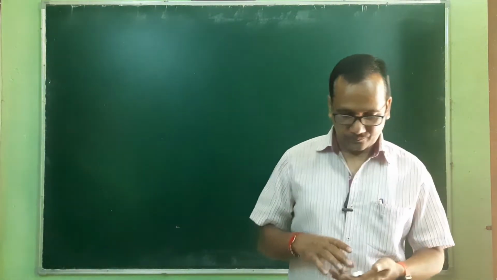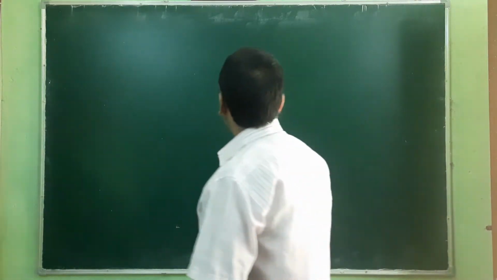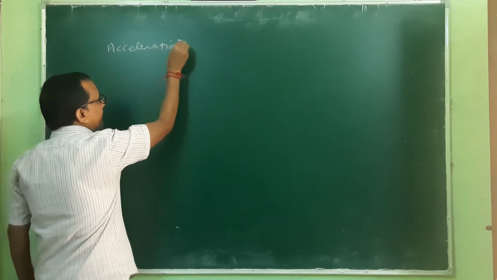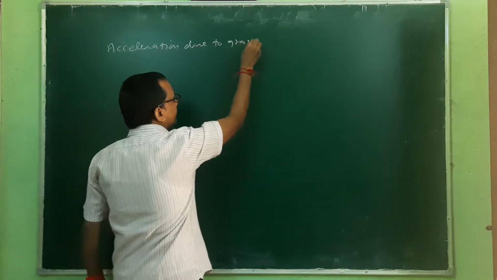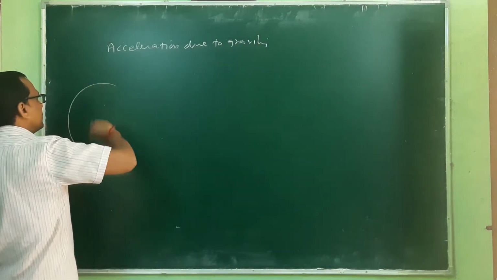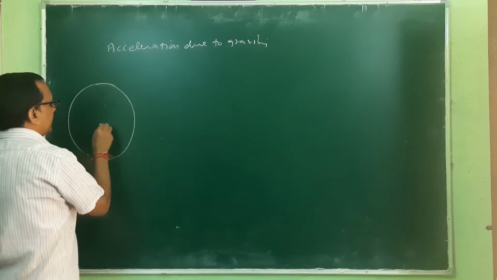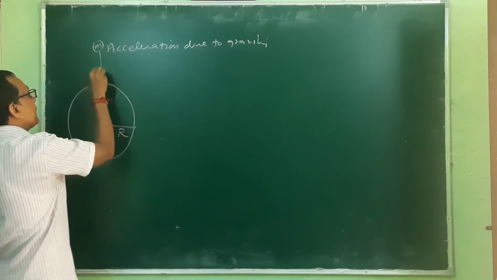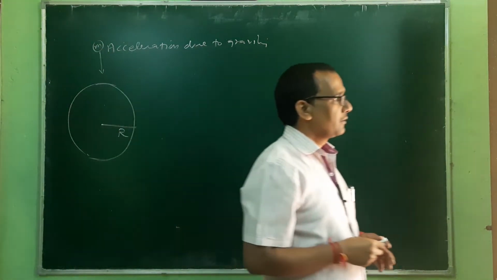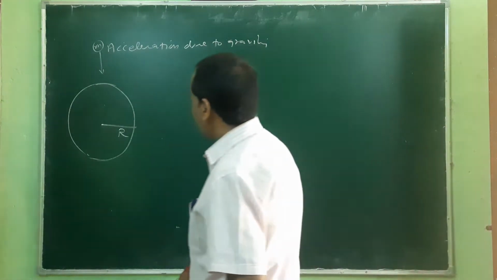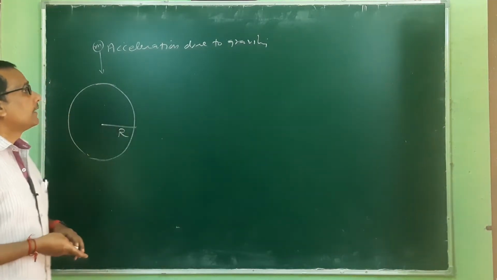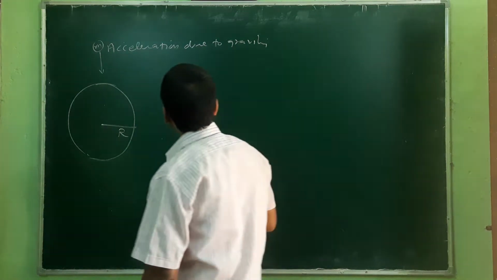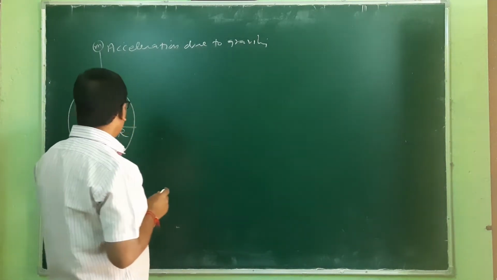Okay, so in the last class we were talking about acceleration due to gravity. So this is our Earth, the radius of our Earth is R, and one object of mass m is falling towards Earth. Then its speed increases, and that increase in the speed is known as acceleration, and it is because of the gravitational force of this Earth.